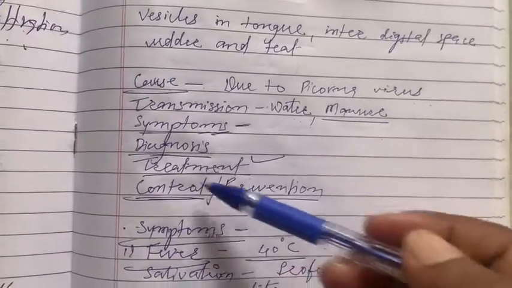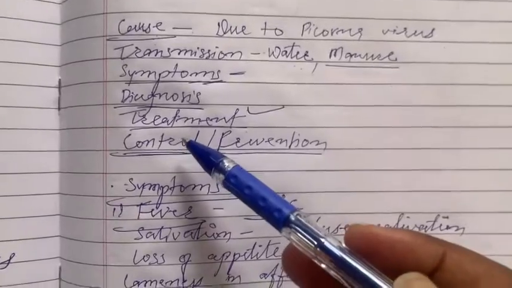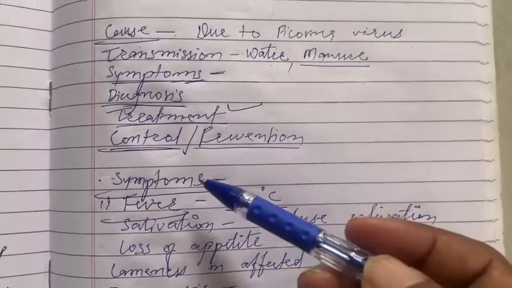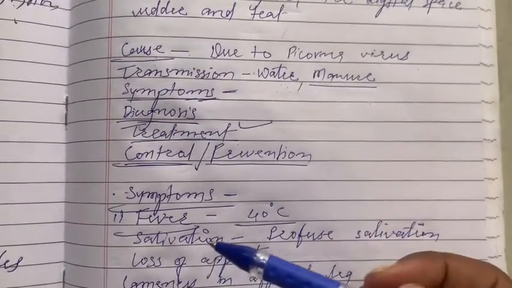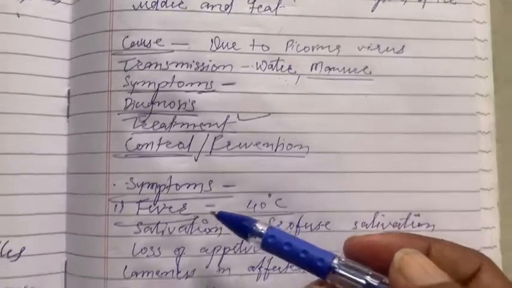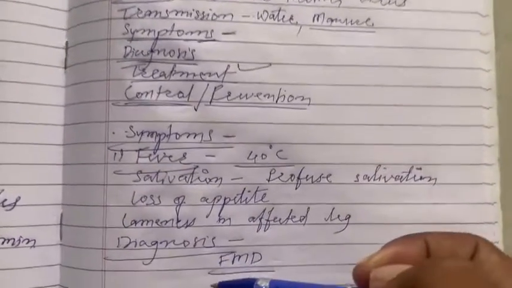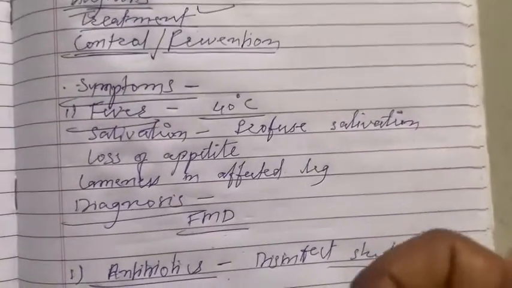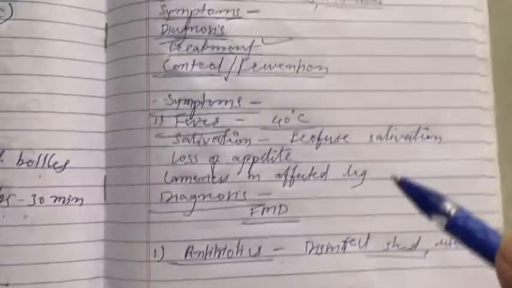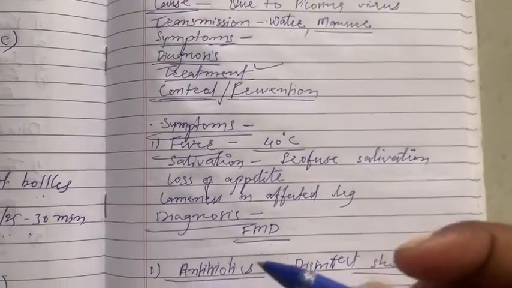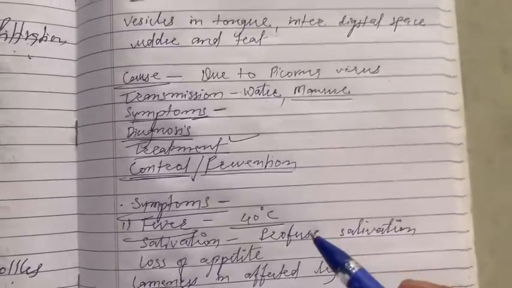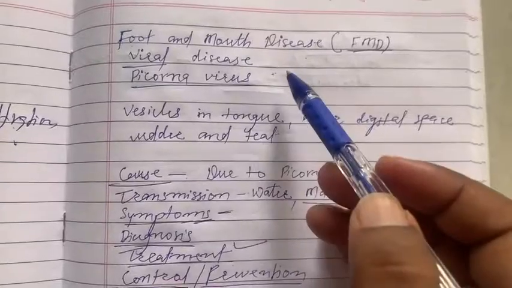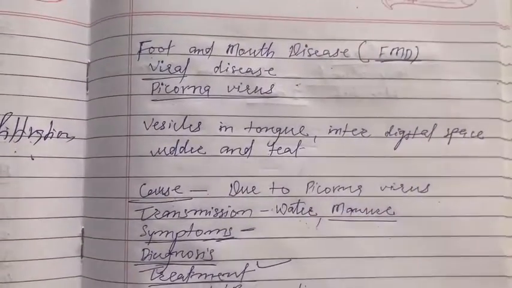After diagnosis, we have seen that no particular treatment is available, and we just apply antiseptic solutions on the wound and give some antibiotics to the animals. Then we have seen the prevention measures to stop the disease from spreading. The last point is that a vaccine is available, so it is necessary to vaccinate all the animals. In this way we have completed foot and mouth disease, which is a viral disease. Thank you very much for hearing me.